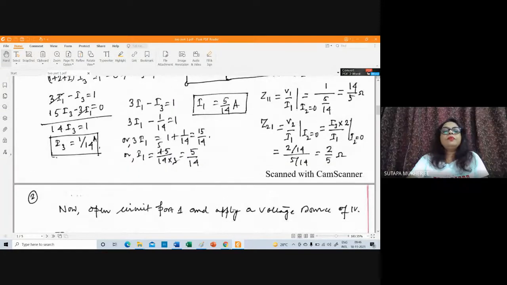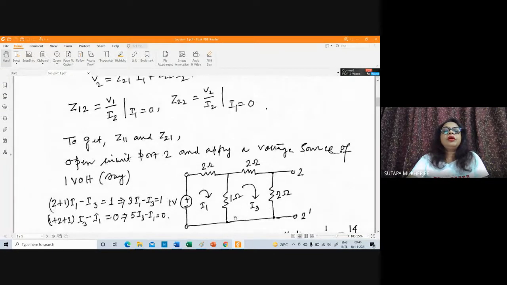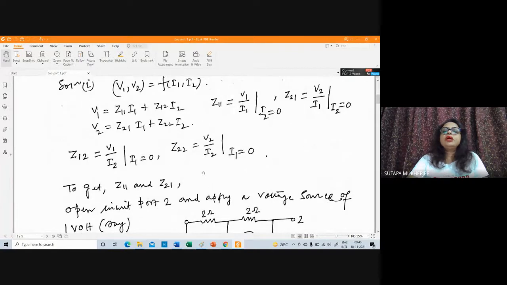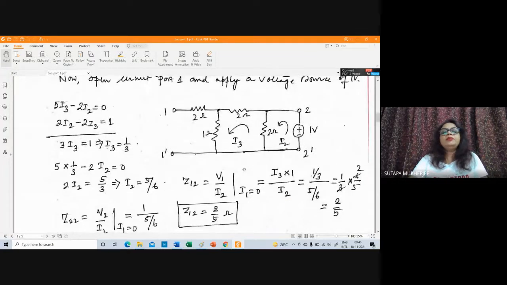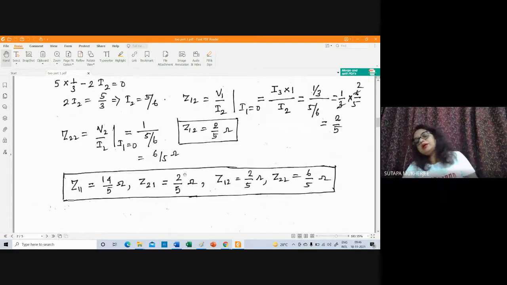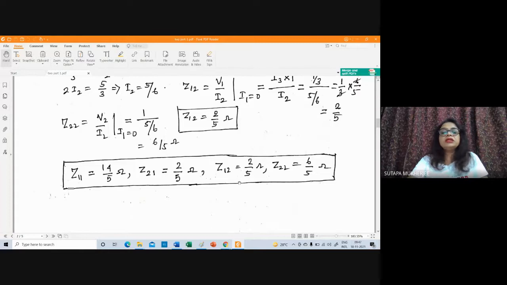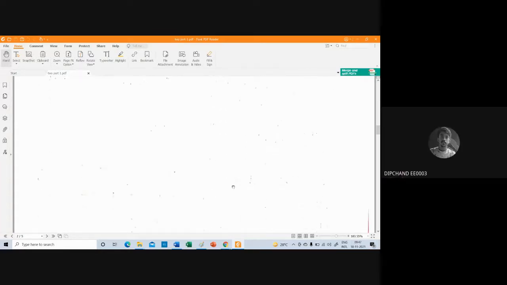So what we have obtained here, we have got Z11, Z12, Z21, Z22, 4 parameters. Okay, Deepchand. All these parameters you have got after port 1 is open, and after that port 2 is open. So after this solution, the 4 parameters are here: Z11, Z21, Z12, Z22. This is the last part which you didn't understand. Now it is clear. Yes, I think it is clear.